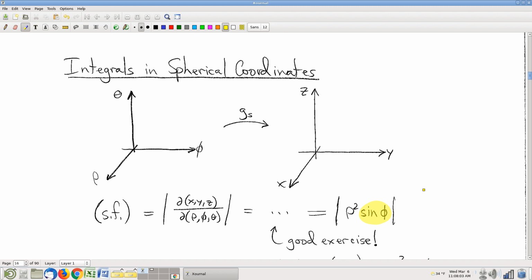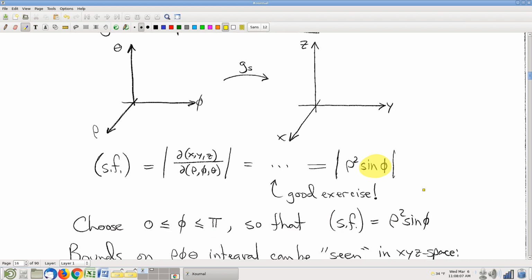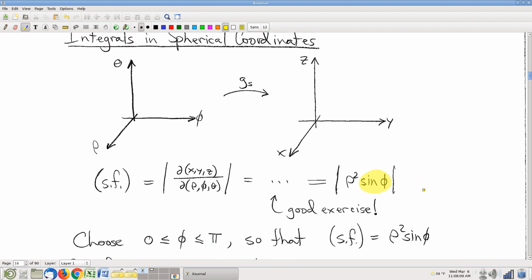What you need to do to get rid of those absolute values is make a choice that makes sine phi always non-negative. And the way you do that is to choose phi always to be between 0 and pi. Then you get to lose the absolute values. And now your stretching factor is just rho squared sine phi.